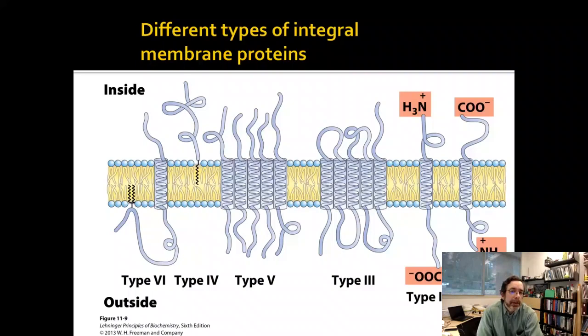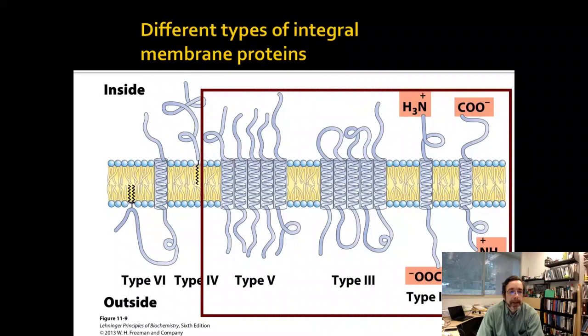So when you look at integral membrane proteins, there are really a couple of different kinds that you see. I actually don't want you to pay attention to the ones over here. I just want you to pay attention to the ones in the middle: type 1, type 2, type 3, and type 5. Type 1 and type 2 are pretty straightforward. Type 1 has the amino terminus on the outside and one transmembrane domain. Type 2 is just that flipped on its head. It has the amino terminus on the inside.